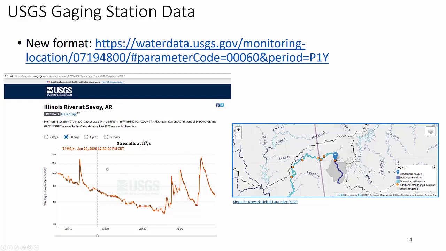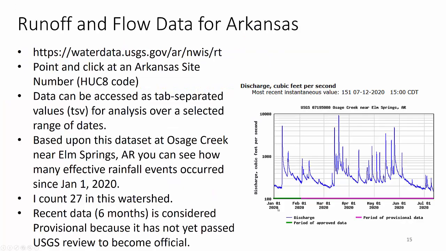It's a powerful visualization. Go back to the classic page when you're here too and take a look at the other data. And by the way, you can find the information on the watershed too, the flow location. So you can see the upstream basin, its area, its land uses, its characteristics. All of this is available from USGS, as well as the flow line. So you go to the website, you point and click at an Arkansas site. It's usually a HUC8 or some code number. Data can be accessed as tab-separated values, TSVs, or comma-separated values, CSVs.